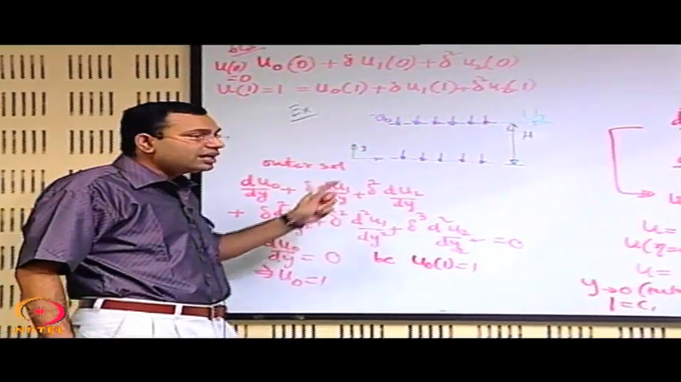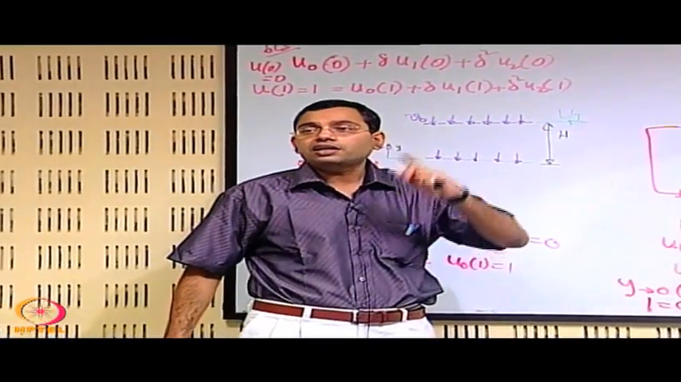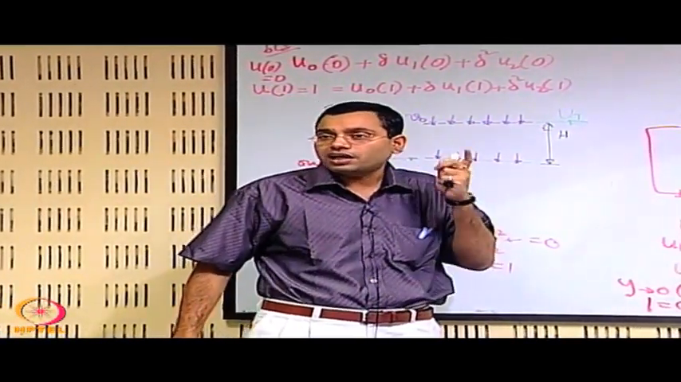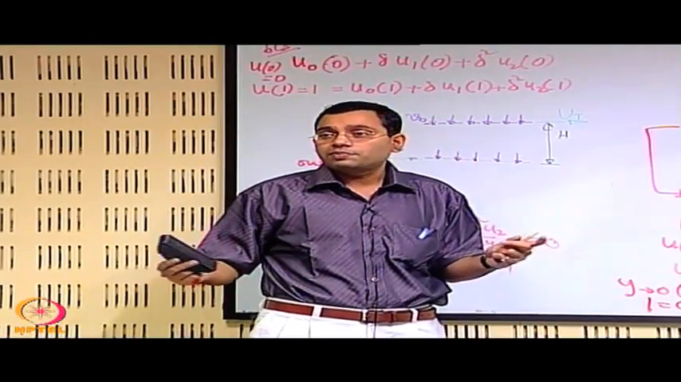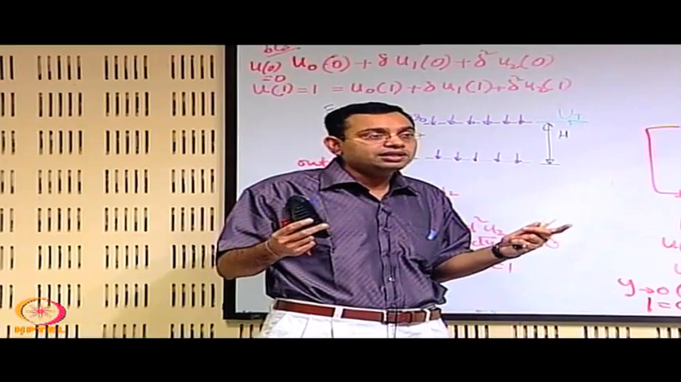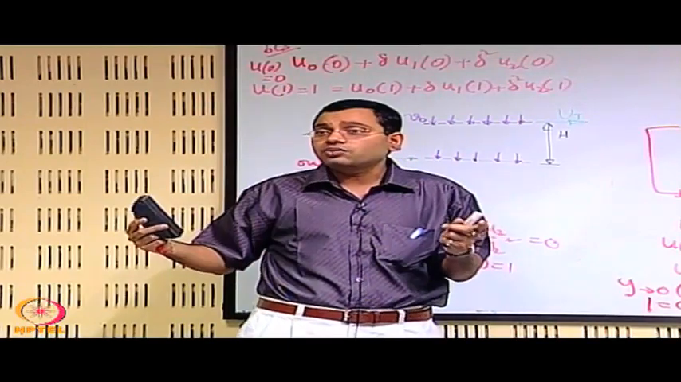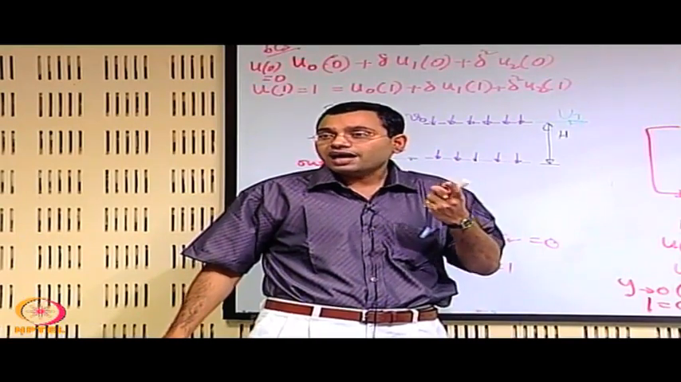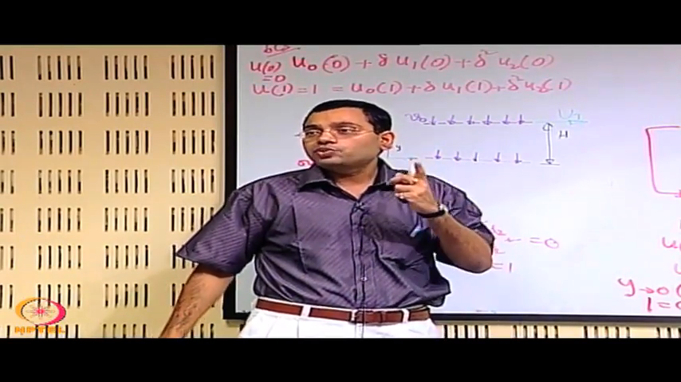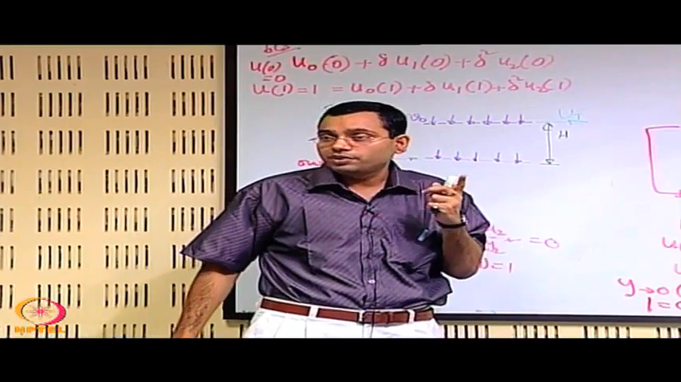You see that y by delta is something we have introduced in our similarity variables, and start from the experimental observations of Blasius. Blasius observed that u by u infinity is a single valued function of y by delta. So y by delta did not come up to Blasius as a mathematical entity, it came up to him as a physical entity from the experiments.